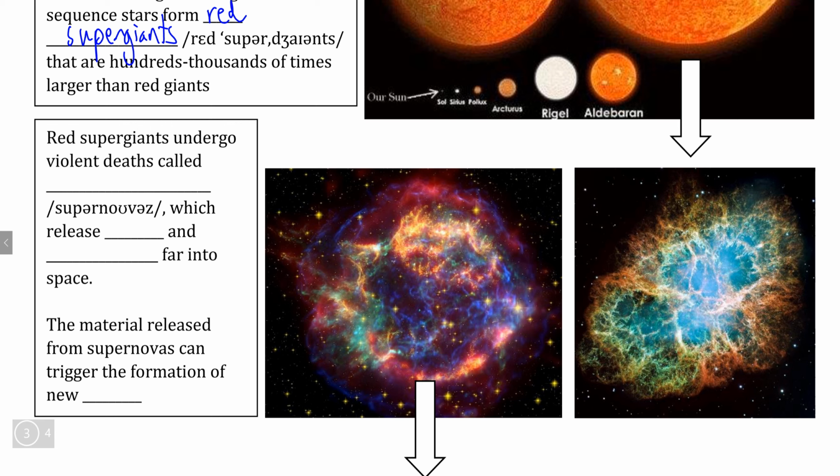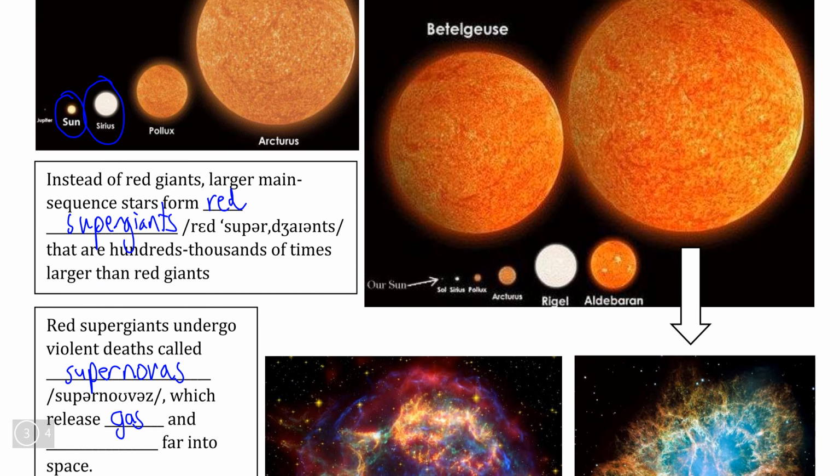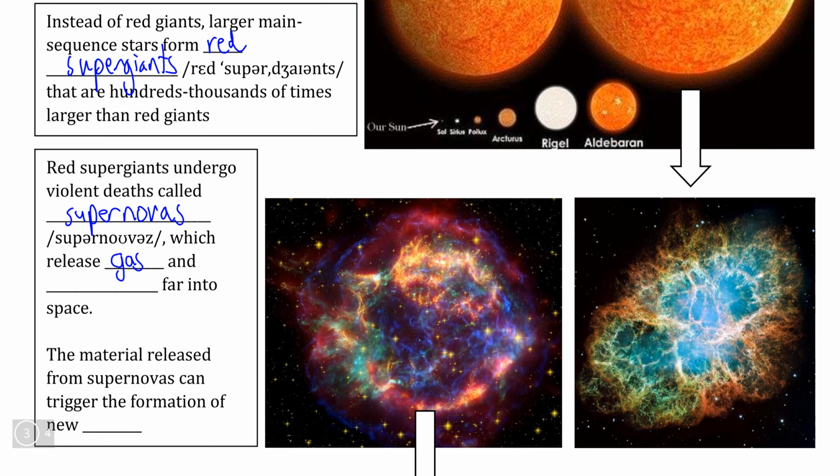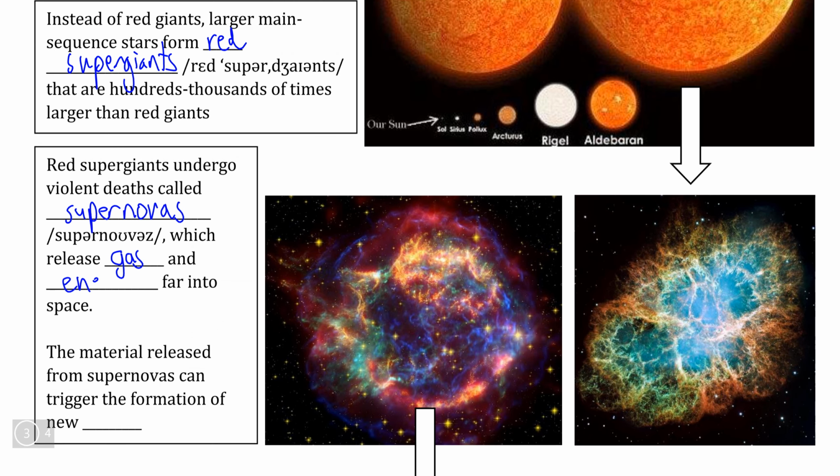So instead of simply shedding their outer layers of the star in a planetary nebula, red supergiants undergo a much more violent form of stellar death, or what we call stellar collapse, and these explosions in space are what we call supernovas, which again release any of the unused gas in the outer layers of the star and any remaining energy that was produced by the star deep into space.